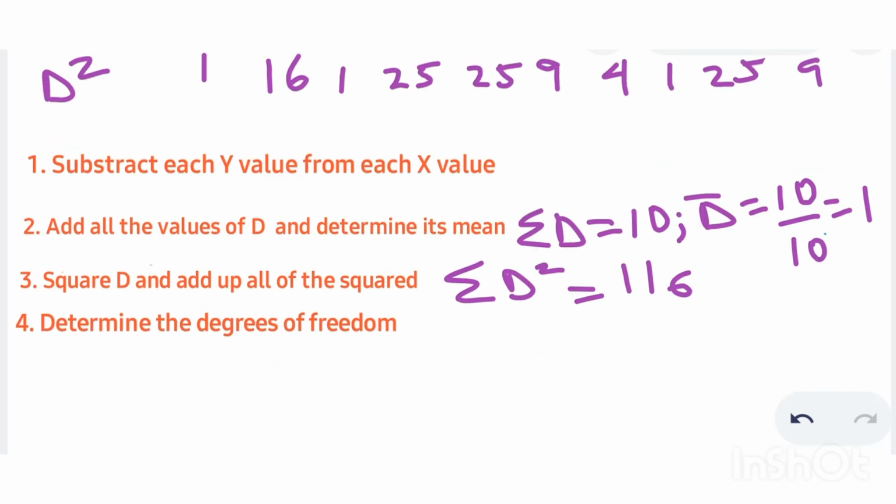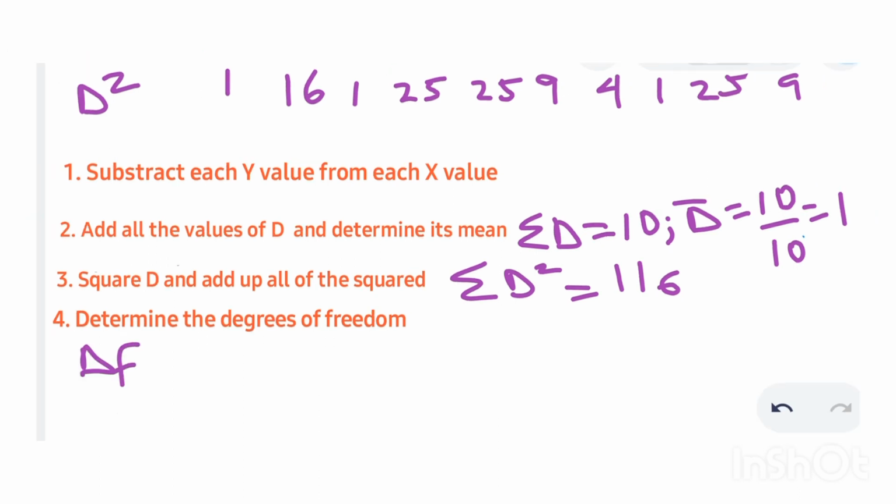Step 4 says determine the degrees of freedom. Of course, we're talking about 10 pairs. So our DF, degree of freedom, would be n minus 1, which is 10 minus 1. And so our DF is 9.